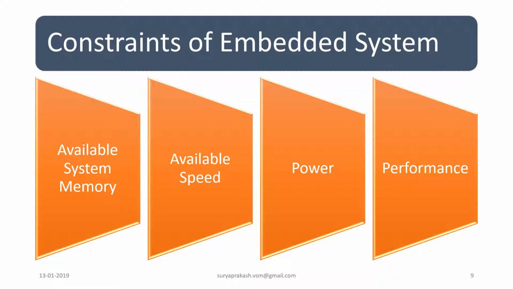Since the hardware is very limited, we cannot extract the maximum performance out of the system. Already the maximum limited performance is available inside the system. We cannot go beyond that line. So these are the constraints for an embedded system.